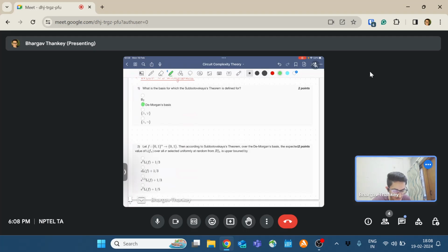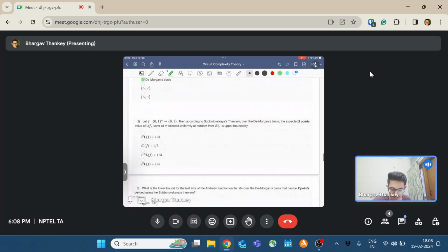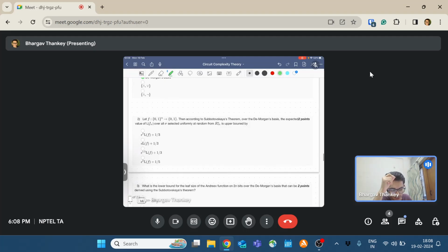Okay, so the next problem is that f is a function from {0,1}^n to {0,1}. According to Subbotovskaya's theorem, over the De Morgan's basis, the expected value of L(f restricted by sigma), over all sigma selected uniformly at random from R_n epsilon, is upper bounded by which of these quantities? Epsilon squared (L(f) plus 1) over 3, epsilon (L(f) plus 1) over 3, epsilon to the 1.5 (L(f) plus 1) over 3, and epsilon squared (L(f) plus 1) over 5. So which of these is correct?